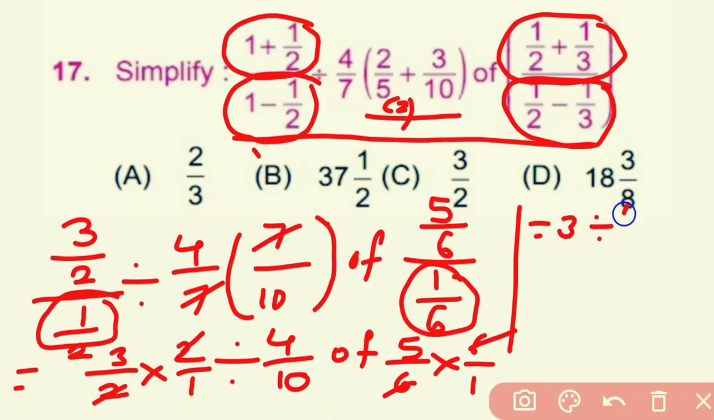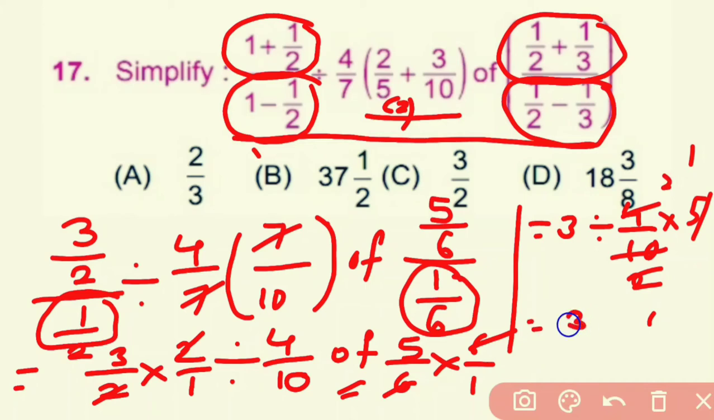divided by 4 by 10 of. Of means into, here 5. So we first solve of. Here 5 ones are 5, 5 twos are 10. 2 ones are 2, 2 twos are 4. So our answer is 3 divided by 2, which means 3 by 2. So here C is the correct answer.